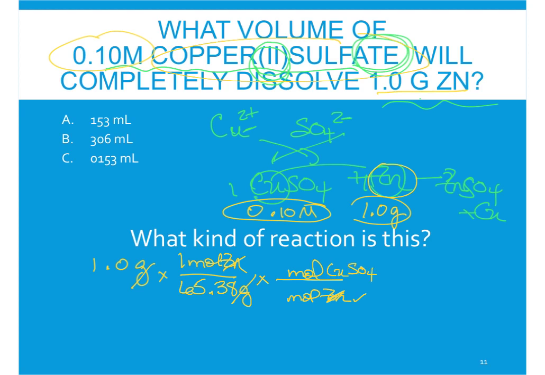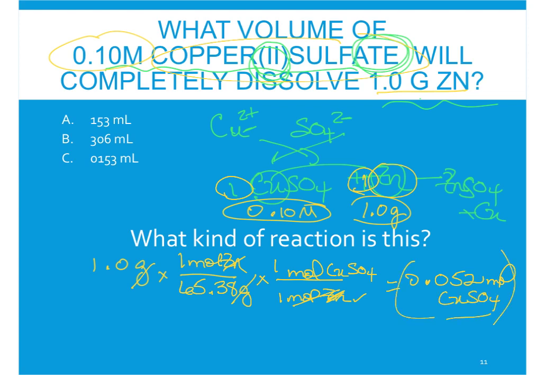So I'm going to go to the balanced reaction. It's all 1-to-1, so it's not really going to change anything. If I take 1 divided by 65.38, the mole ratio is the same. I am going to get 0.015. I'm going to carry a couple of extra sig figs just until I'm done. And at this point, I'm going to have moles of copper sulfate.